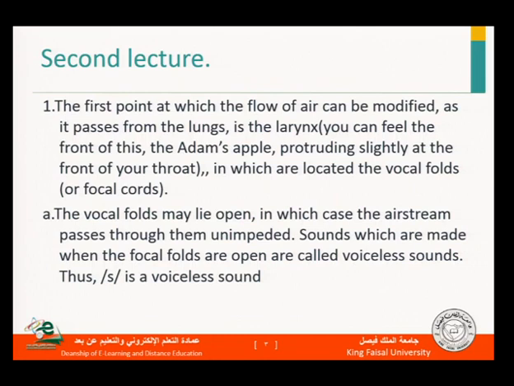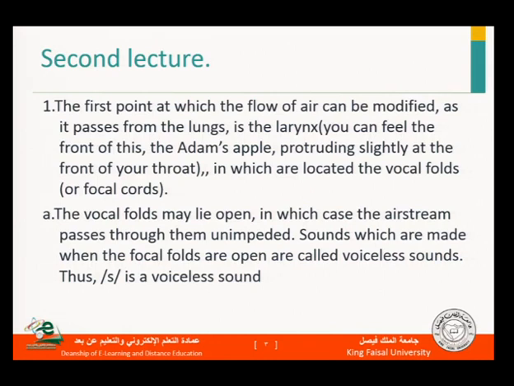And we can say, according to what I just said, the first point at which the flow of air can be modified as it passes from the lungs is the larynx. You can feel the front of this here, the Adam's apple. In other words, this place is the first place of articulation, because we have some sounds that are pronounced depending on what we call the glottal stop. So we have a glottal stop sound, which is in Arabic, for example, or even in English in a word like 'wa'a'. So this is the first place of articulation.